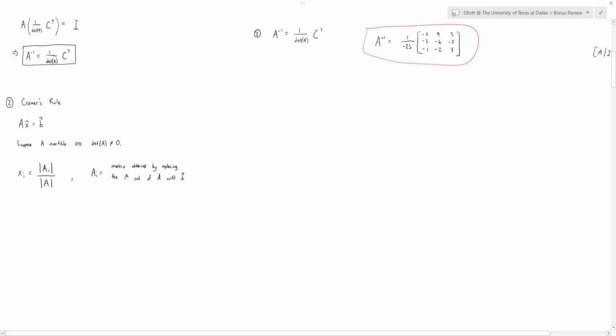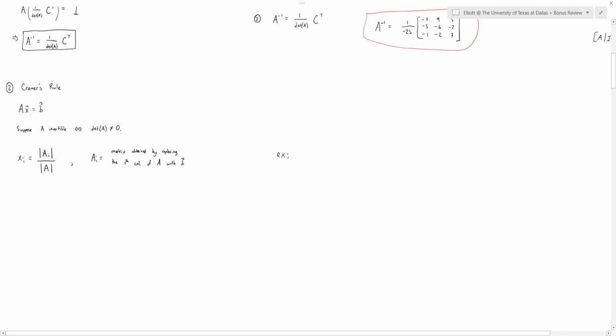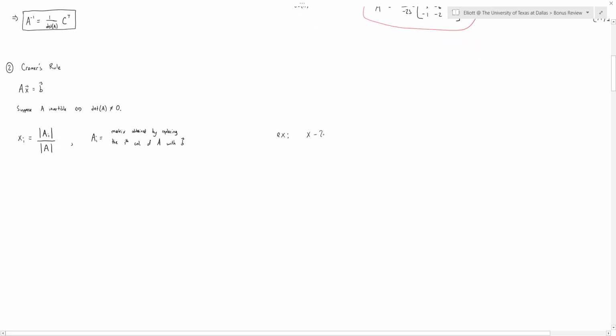So I'll illustrate how Cramer's rule works with another quick example. Let's say I had the system of equations x minus 2y plus 3z equals -4, 2x plus z equals 6, and then x plus y minus z equals 7. From the system of equations, we have the matrix of coefficients. That's A. We have the vector of variables x, y, z, so that's vector x. And then vector b, the right-hand side, was -4, 6, and 7.